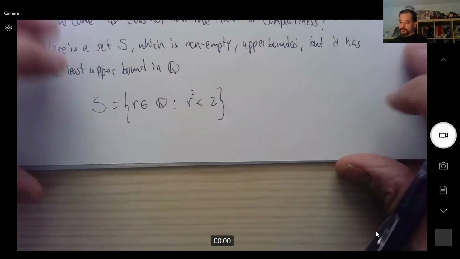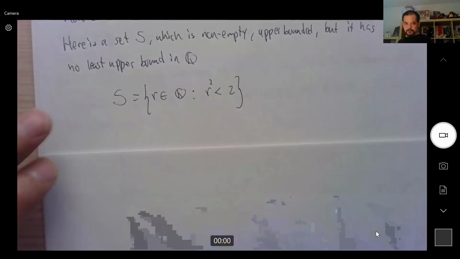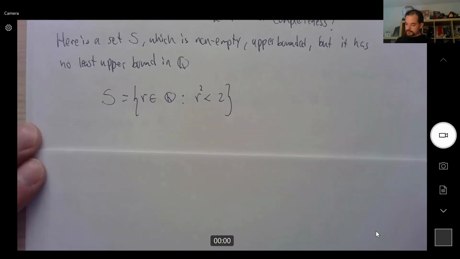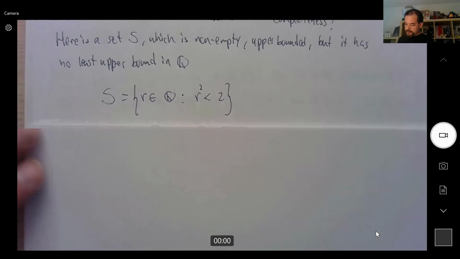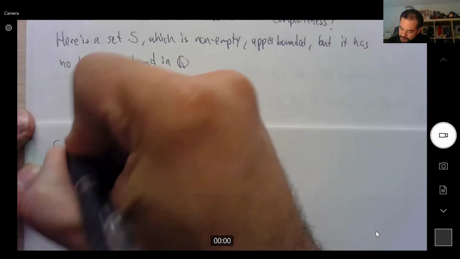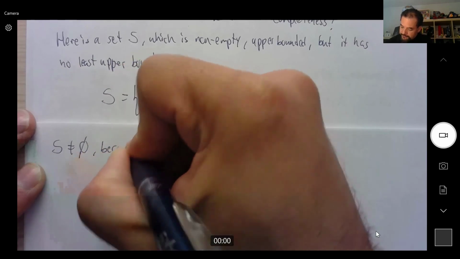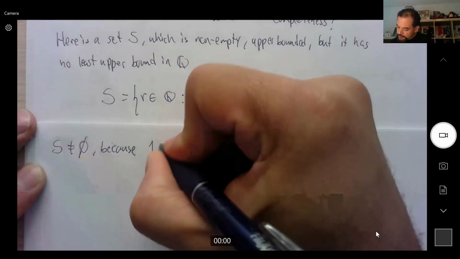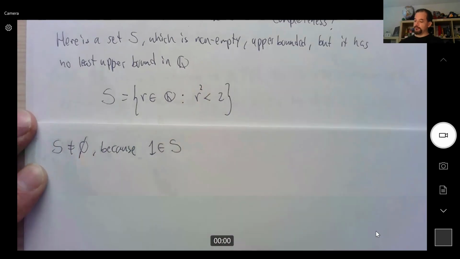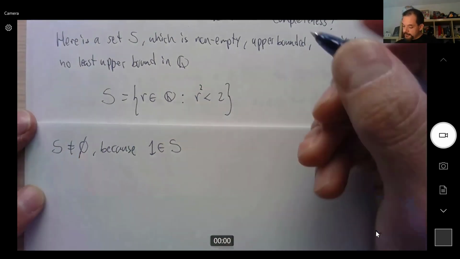Okay. Is this set non-empty? Yes, S is non-empty. Show me an element. 1. 1 belongs to S. Awesome, because 1 squared is less than 2, right?